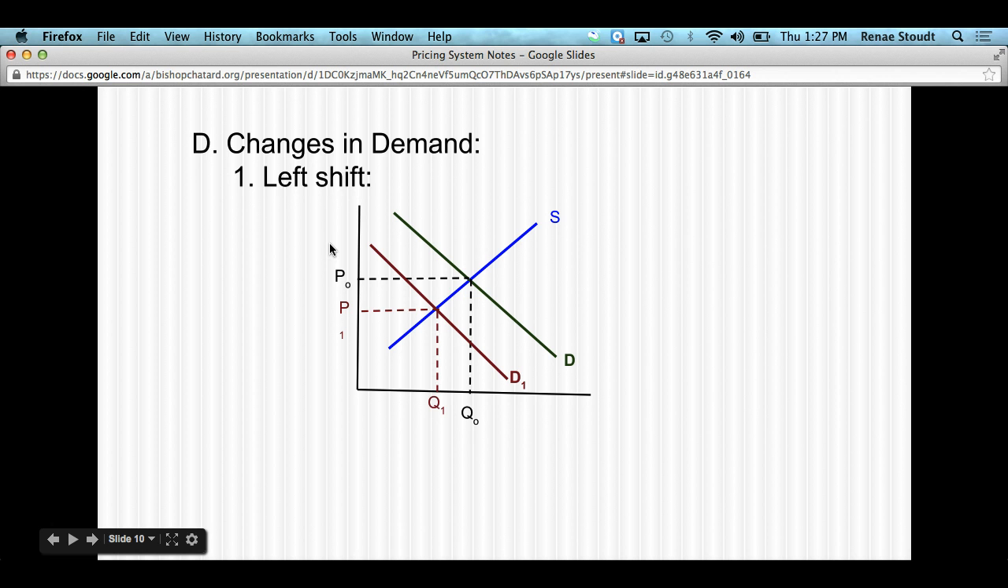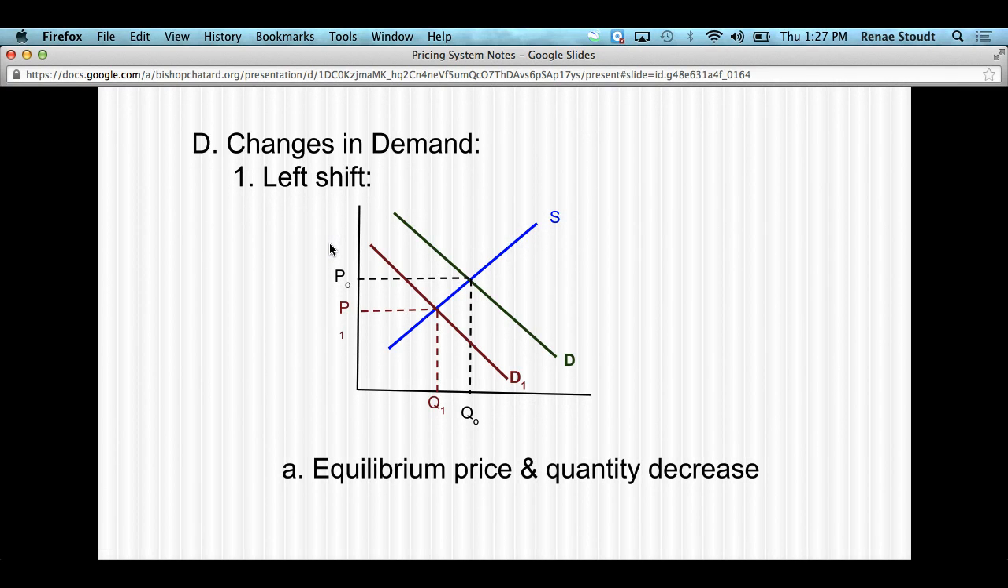What happened to my price? It went down. What happened to my quantity? It went down. So anytime you have a left shift in demand, your equilibrium price and quantity are going to go down. So what this is telling us is not only is the price going to drop, but less people are going to buy it. Whereas a right shift in demand, our price went up and more people are going to buy it. Wait a minute, does that make sense?